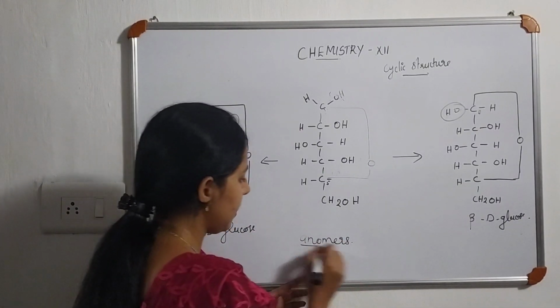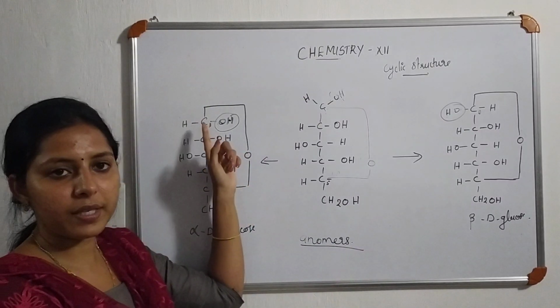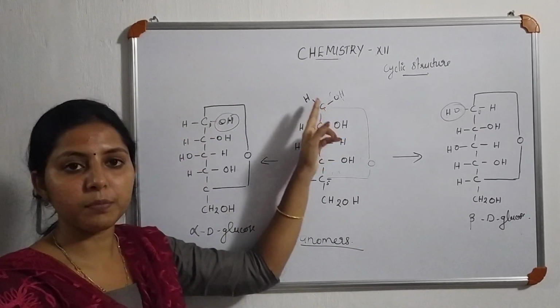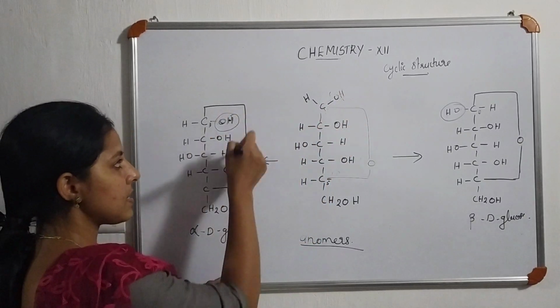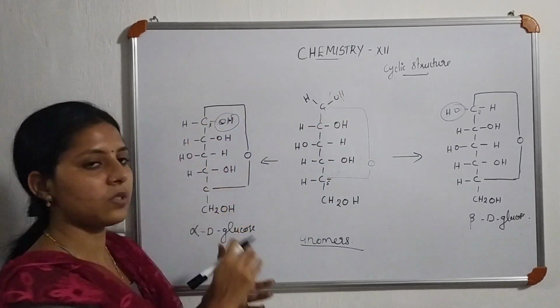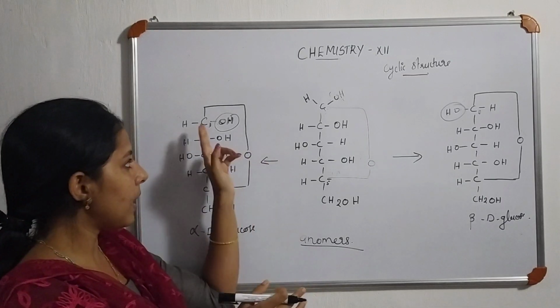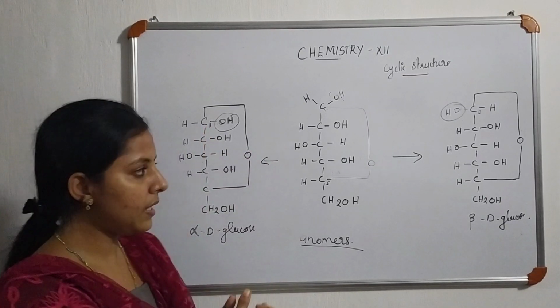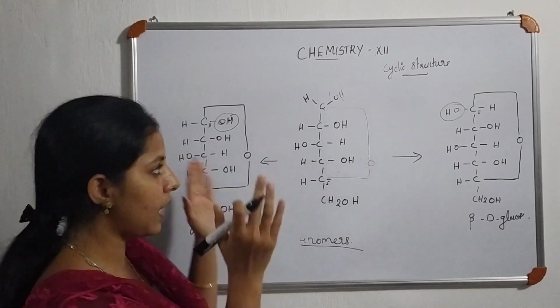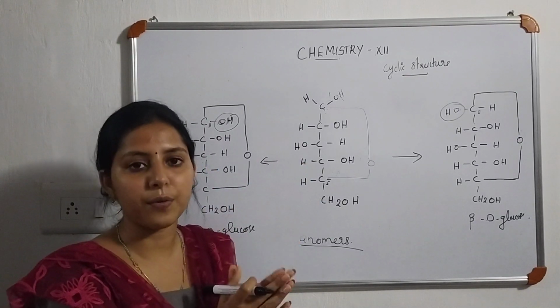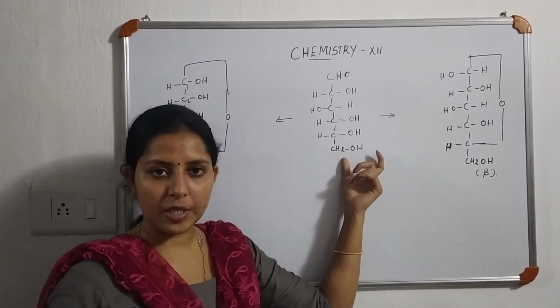Anomers. This carbon is called the anomeric carbon because before cyclization it was an aldehyde group. That aldehyde group came to this COH form when cyclization took place. So that carbon is called the anomeric carbon, and the two isomers that differ only in the configuration of that anomeric carbon are called anomers. First, the structure of glucose, the open chain structure.